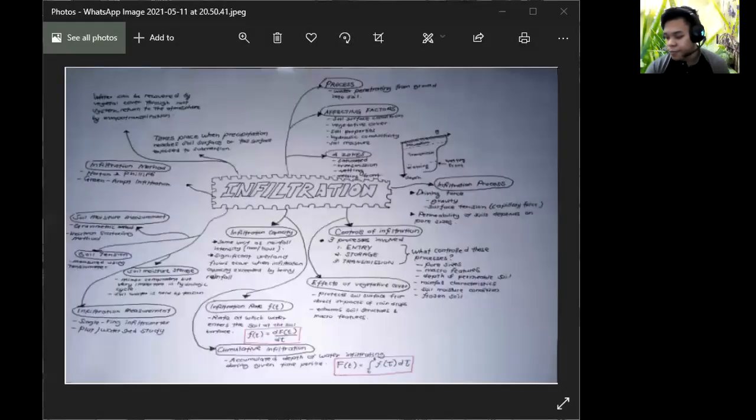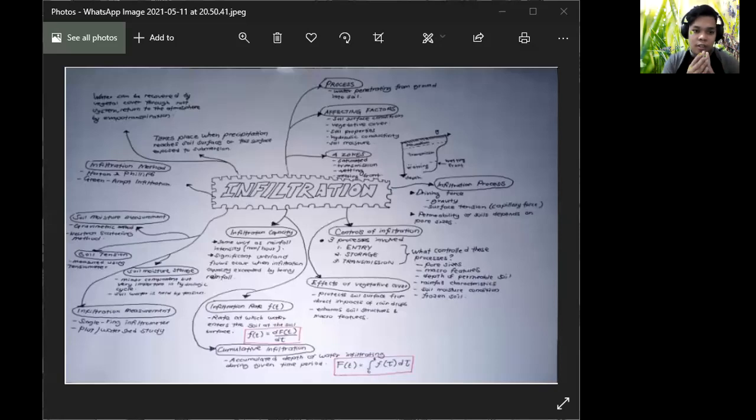Hello, my name is Muhammad Idam Haikal bin Amri, and my matrix number is 200813. So I will explain to you the things that control the three processes involving infiltration, which have been mentioned before: the three processes, which are entry, storage, and transmission.